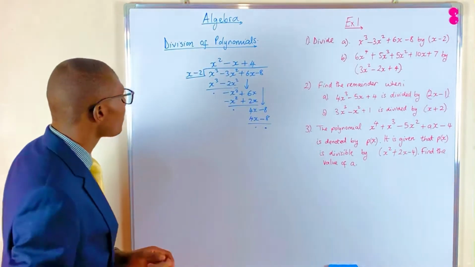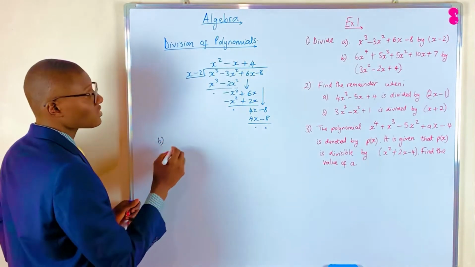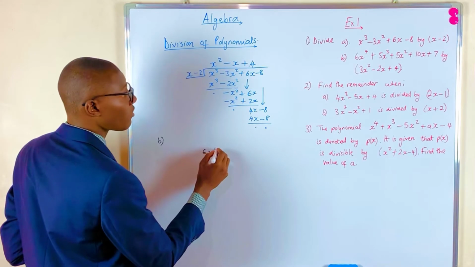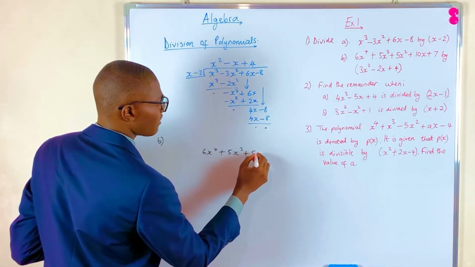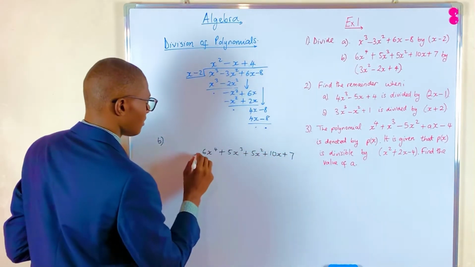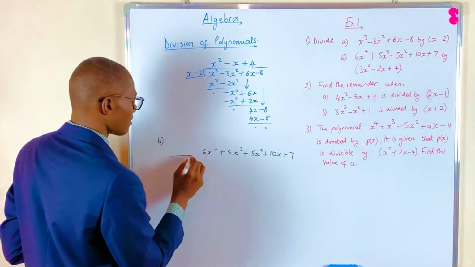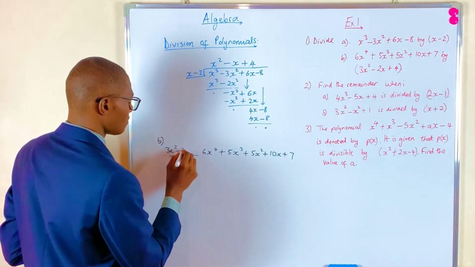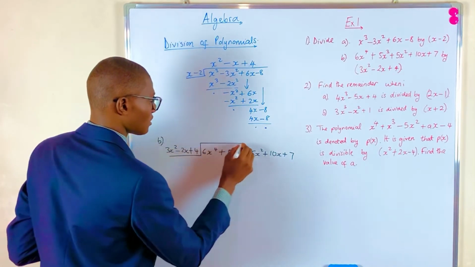Now moving on to part B. Part B requires us to carry out the division of 6x to the power of 4 plus 5x to the power of 3 plus 5x squared plus 10x plus 7. This being divided by 3x squared minus 2x plus 4, like this.